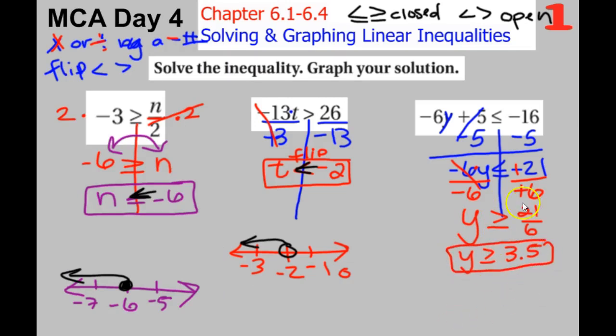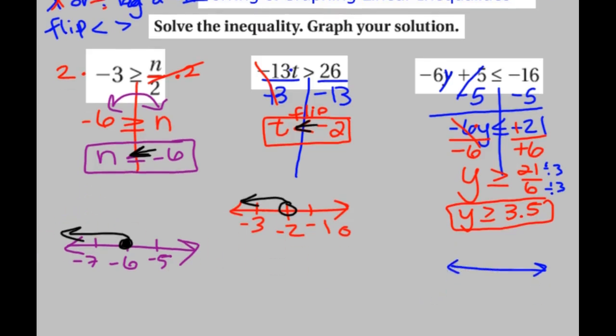If you wanted to, you could also divide by 3 to simplify. Still going to be an improper fraction, so if you want to put it as a decimal, that's fine for this case. We have 3.5, closed circle because of the equal to, pointing to the right, greater than would be towards 4 or 5.